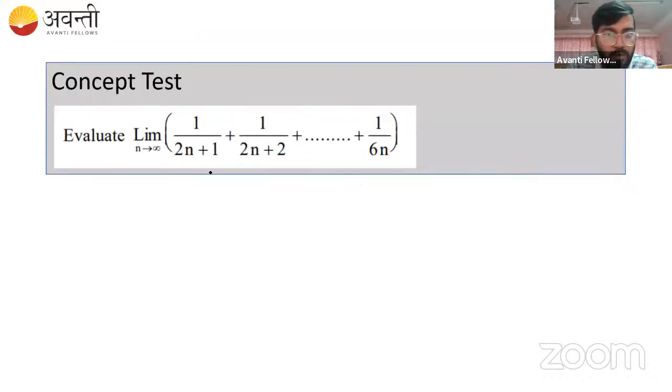Okay, let's try to solve this question. Okay, guys, come on, try solving the question.